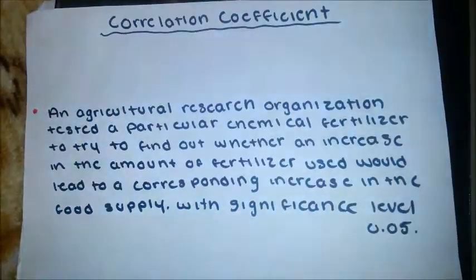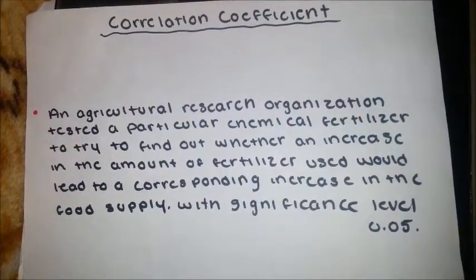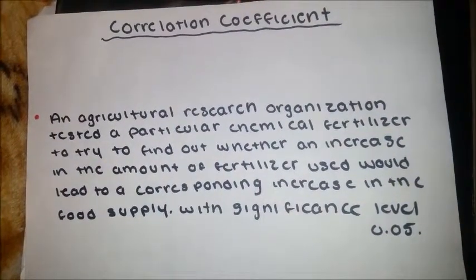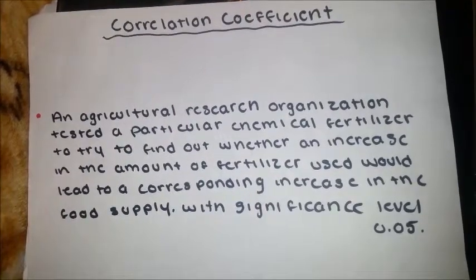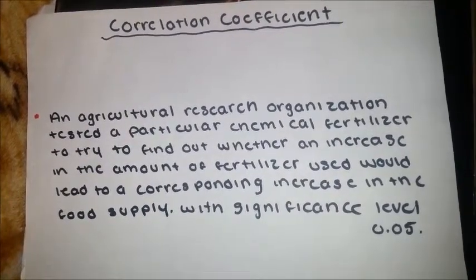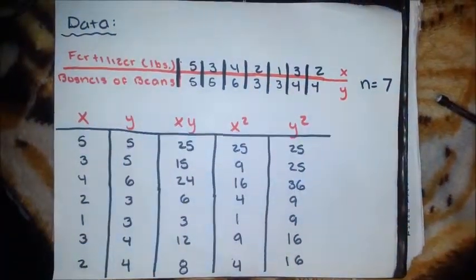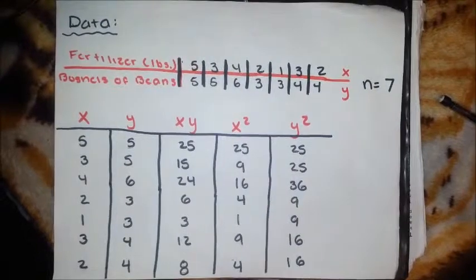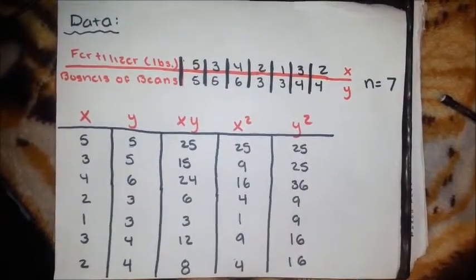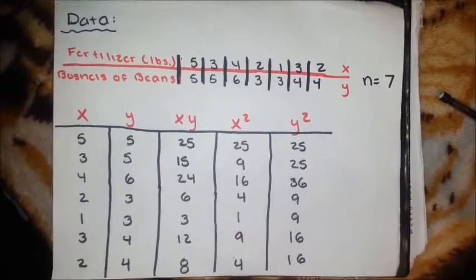An agricultural research organization tested a particular chemical fertilizer to try to find out whether an increase in the amount of fertilizer used will lead to a corresponding increase in the food supply, using a significance level of 0.05. The data below is the amount of fertilizer in pounds represented by X and the amount of bushels of beans represented by Y. N equals 7 being the sample size for the data presented.